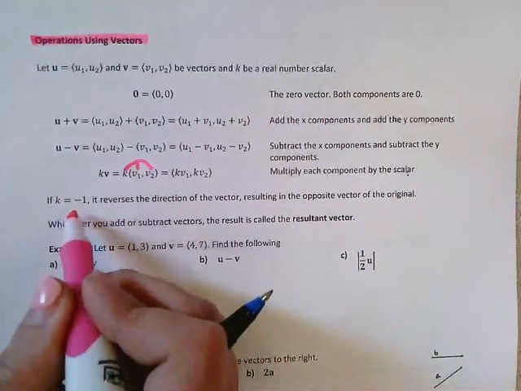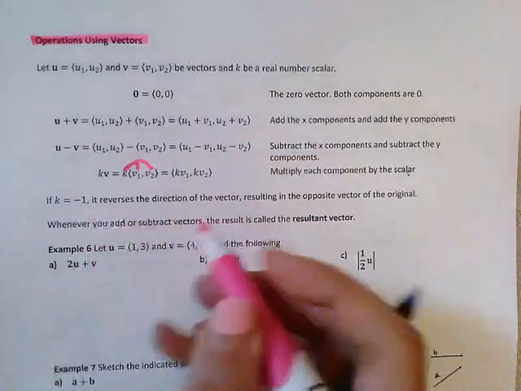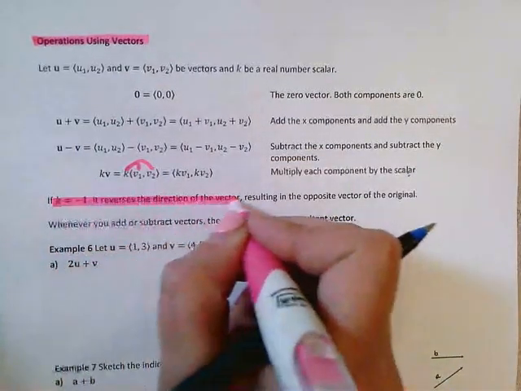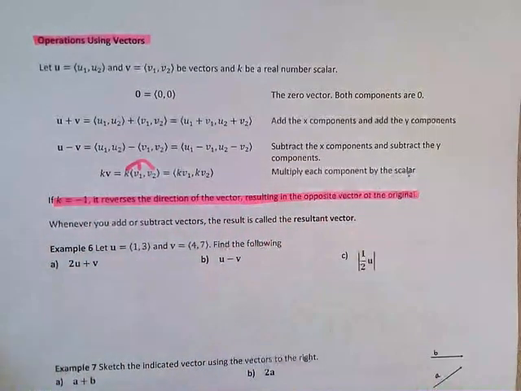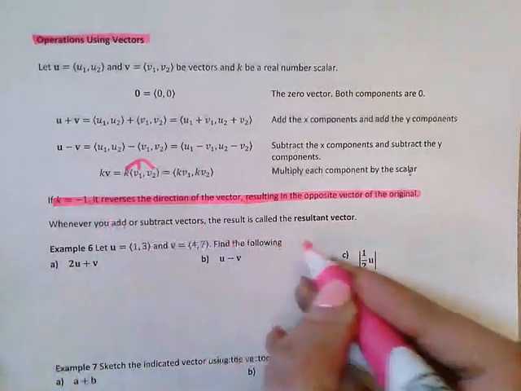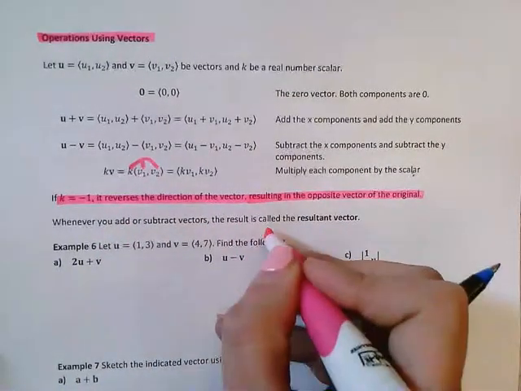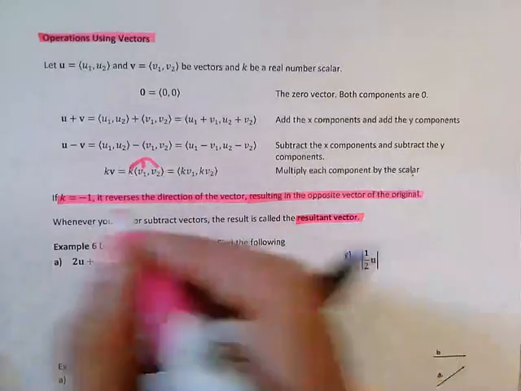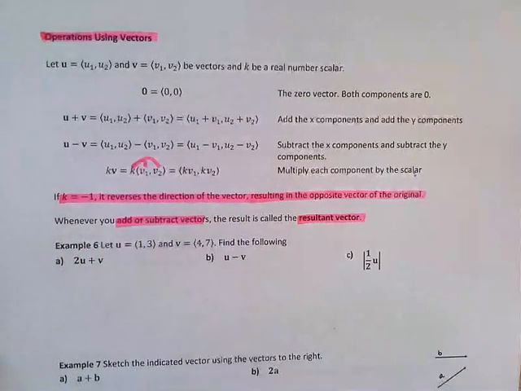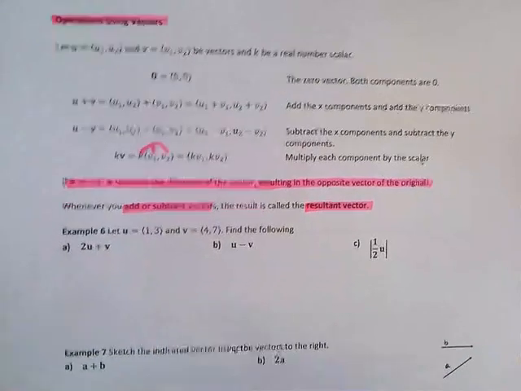If k equals -1, it reverses the direction of the vector, resulting in the opposite vector of the original. Whenever you add or subtract vectors, the result is called the resultant vector. So when you add or subtract vectors, it's asking you to find the resultant vector.